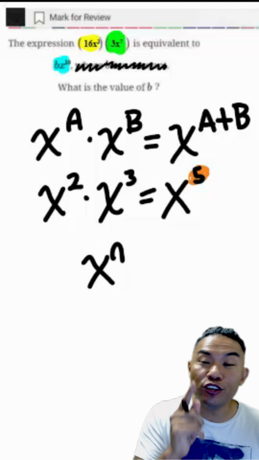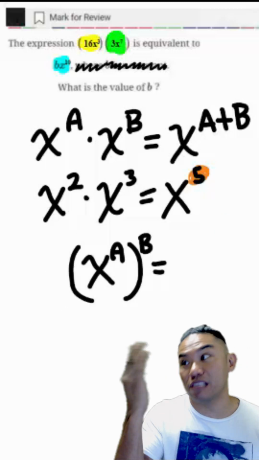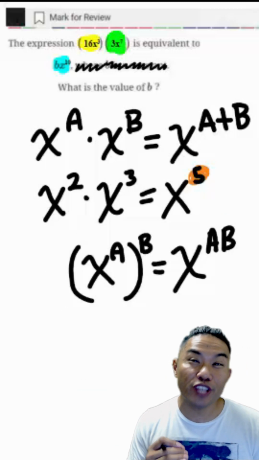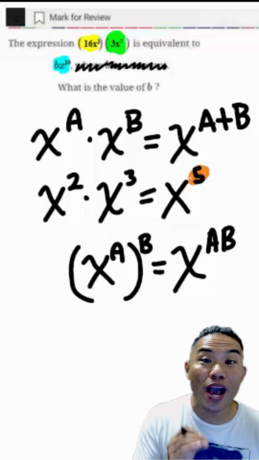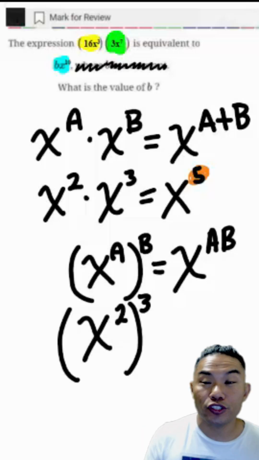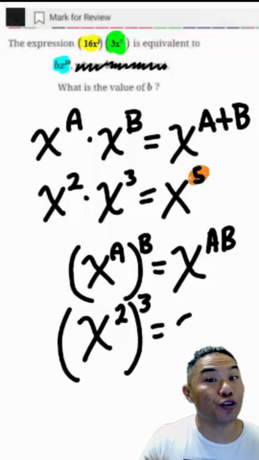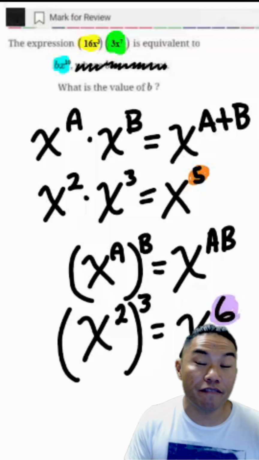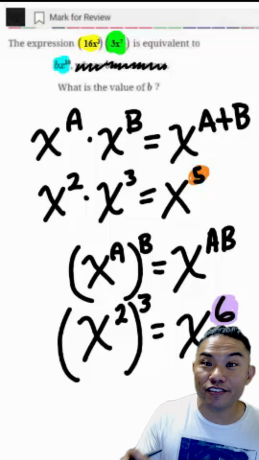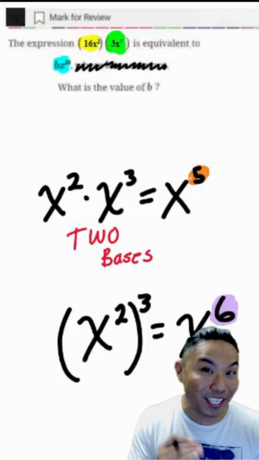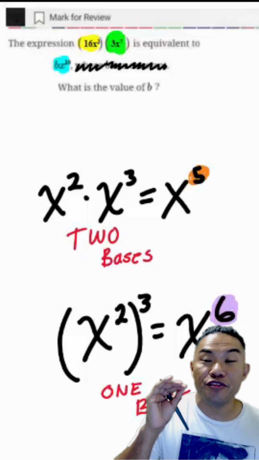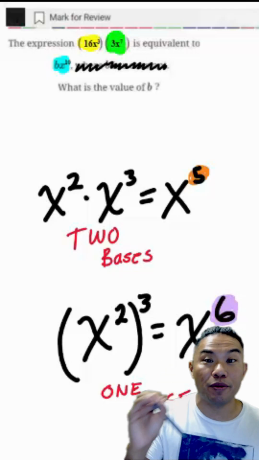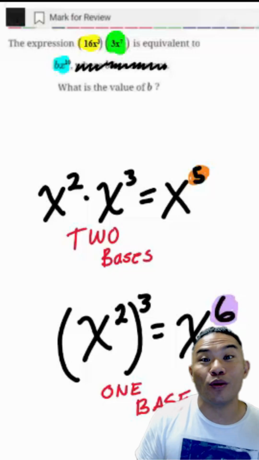However, if you have a single base with an exponent to the exponent, you're going to multiply those exponents together, and the new exponent is going to be its product. So x squared to the third power is going to equal x to the 6th. I want you to pay very close attention to how many bases there are when you add versus how many bases there are when you multiply them. In this question, there are 2 common bases of x, so we're going to add them.